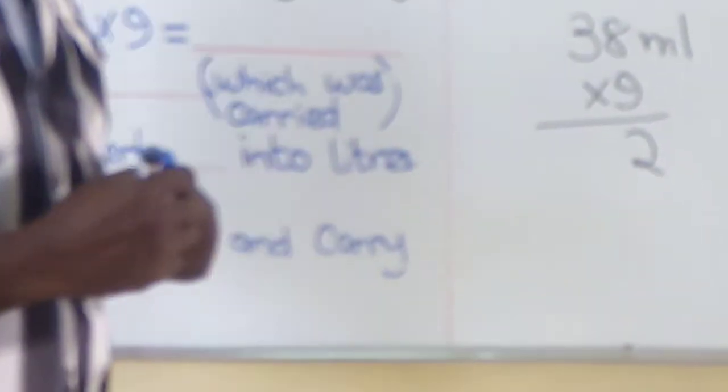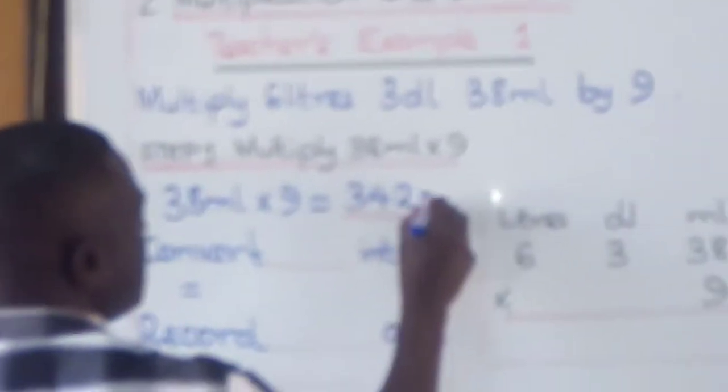What is 9 multiplied by 3? Mariah Collins. Correct. 9 multiplied by 3 is 27 plus 7 is 34. So we have 342 milliliters. So the answer here we will write 342 milliliters.